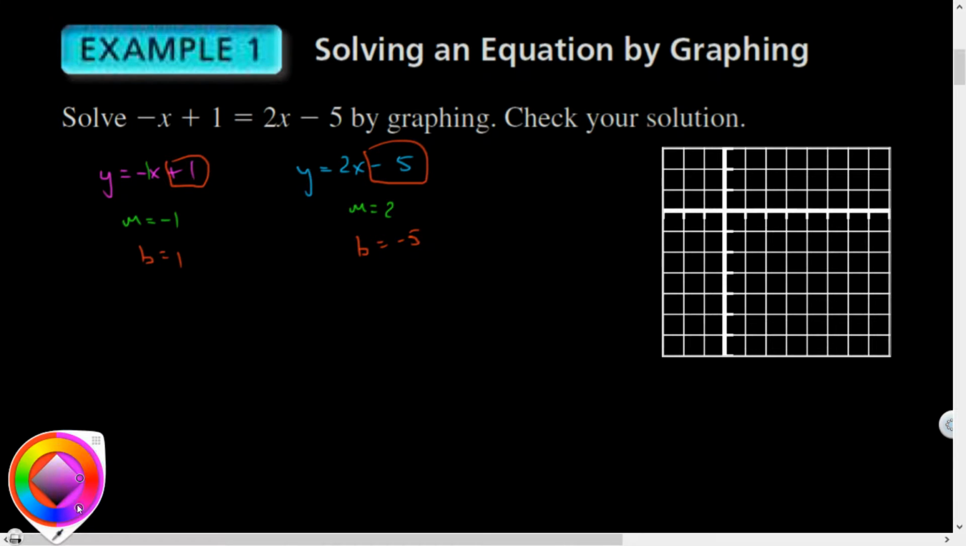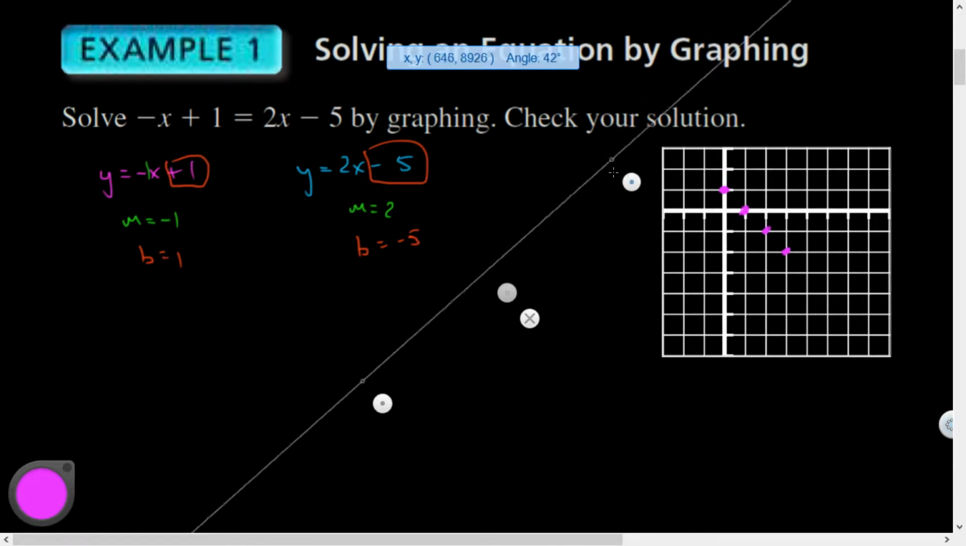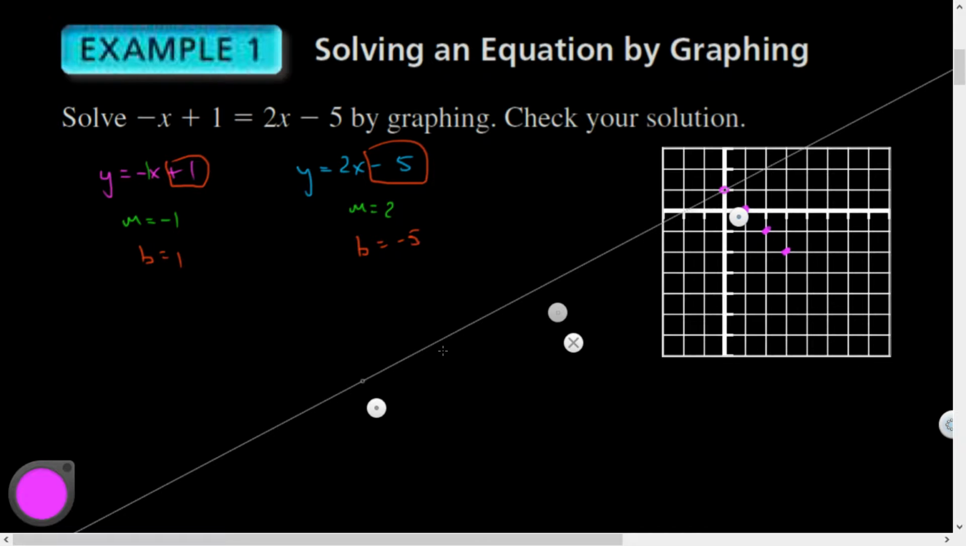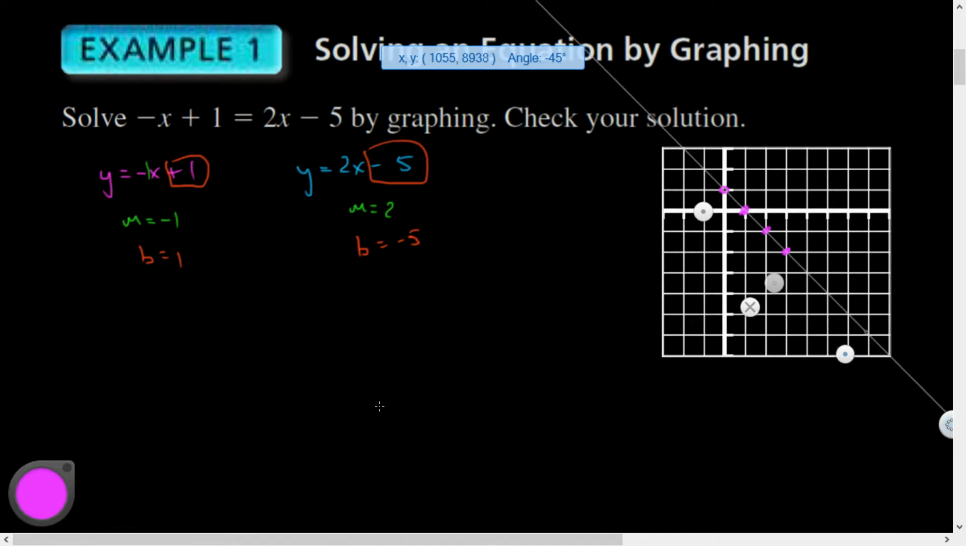I'm going to graph them quickly, assuming you've already seen my videos on graphing using slope-intercept form, rise over run, and y equals mx plus b. The y-intercept is at 1, so there's my y-intercept for this purple line. And the slope is negative 1, so I'm going to go down 1 and over 1, and down 1 and over 1, and down 1 and over 1. I pre-selected a grid that was going to conveniently work out, although sometimes you don't always know which quadrant your solution is going to end up in.